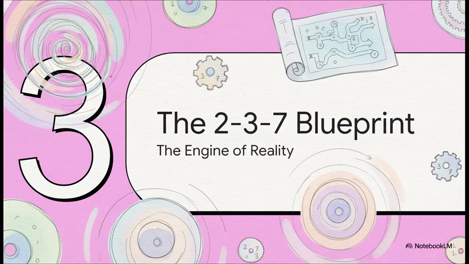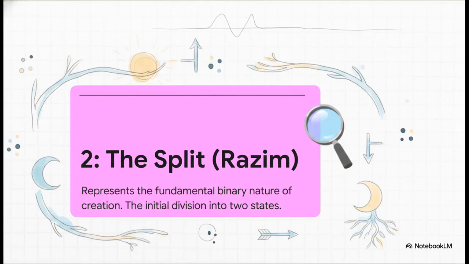Now, this tree metaphor is built on what the source calls the 2-3-7 blueprint. You can think of it as a proposed 3-part engine that's driving this whole process. It all begins with the number 2. Within this framework, which actually draws its terminology from Arabic, this represents the split, or razim. It's that fundamental duality we saw in the tree metaphor. Up and down, seen and unseen.